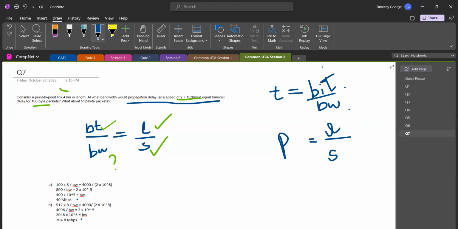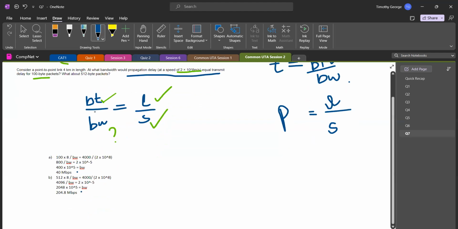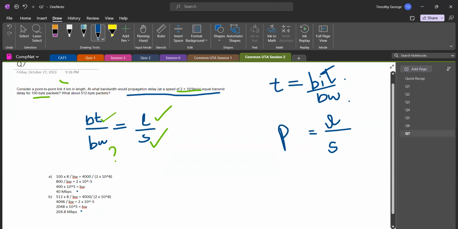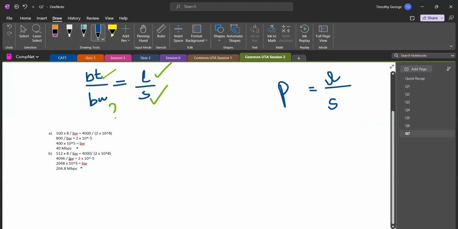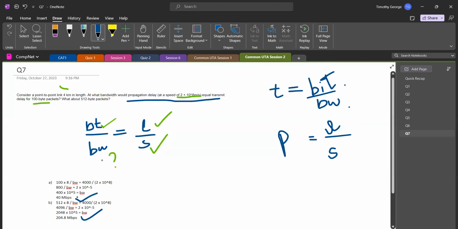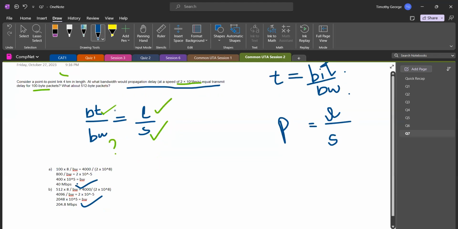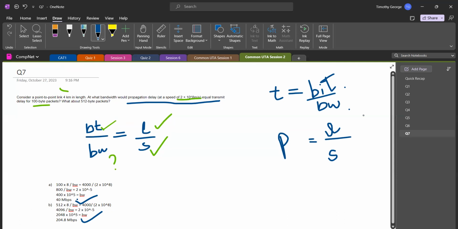When will they become equal? Just need to equate the two. Bits by bandwidth equals length by speed. Here you have bits, so bits is what first part and the second part have. Length is the same, speed is the same, solve it and you'll get the answer. 40 megabits per second and 204 megabits. Okay, this is a simple question. Let's move on to the next.